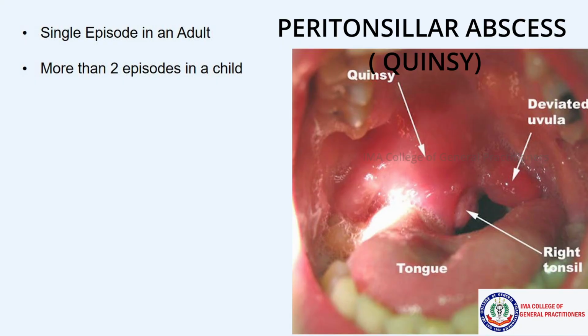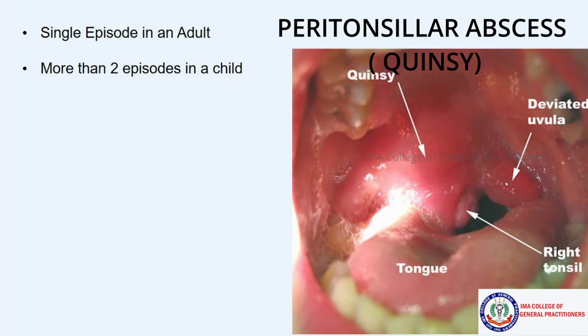And then you have peritonsillar abscess, or quinsy, as it is commonly referred to. Quinsy, or peritonsillar abscess, as the name suggests, is inflammation of the peritonsillar area which results in abscess formation. If a child has more than 2 episodes of peritonsillar abscess, that is considered an indication for adenotonsillectomy irrespective of the frequency of infection. And in an adult, if the adult has had more than 1 episode of peritonsillar abscess, it is considered an indication for adenotonsillectomy irrespective of the frequency of the condition.